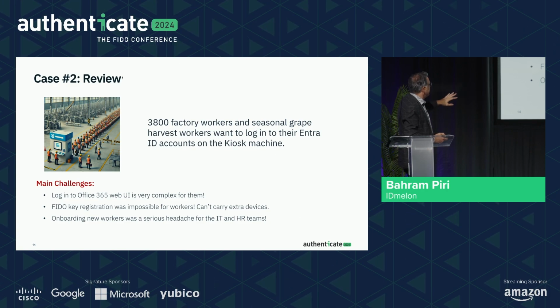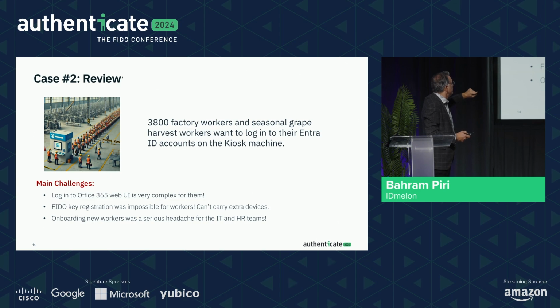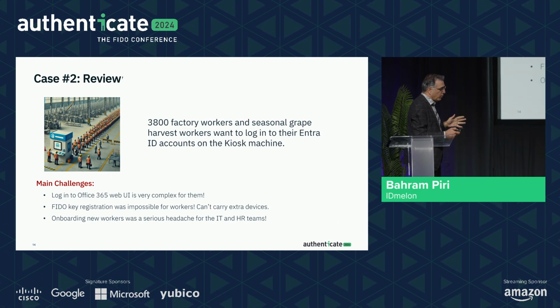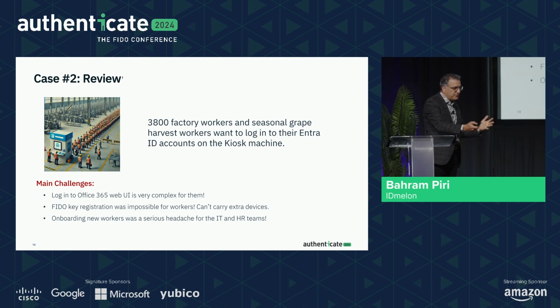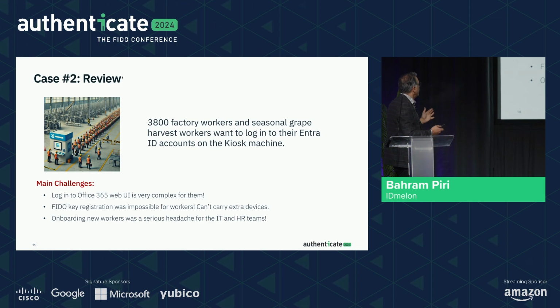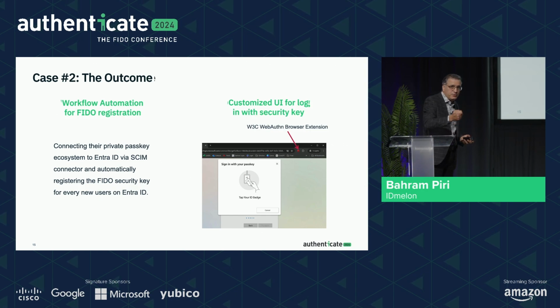The second use case is the wine factory. About 3,800 people work there, which includes some seasonal grape harvest workers, about 800 of them. They want to go to a kiosk machine and read instructions or check something, and they have to log in conveniently and securely. For this one, we did the same with one tweak. All of them use the card when they are hired or when they get to the company.